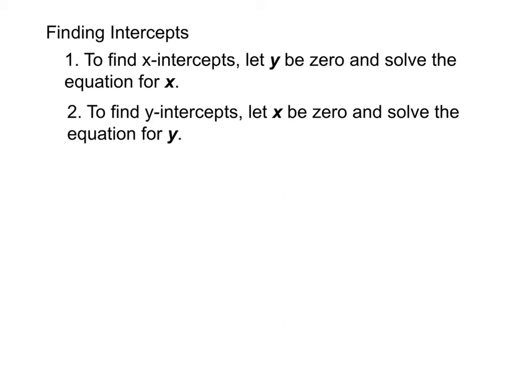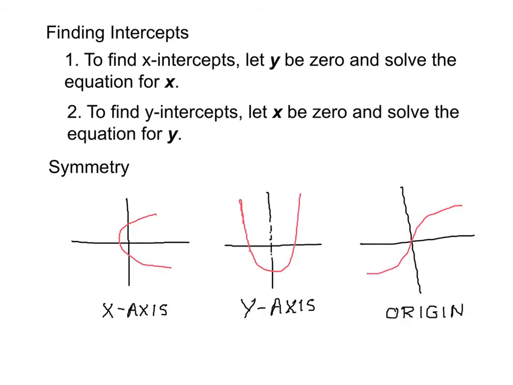The next tool that we might be able to use is symmetry. Graphs of equations can have symmetry with respect to either of the coordinate axes or with respect to the origin. So here are your three examples of symmetry. On the left, we have x-axis symmetry, where if you folded the graph along the x-axis, what's above the x-axis would perfectly match up with what's below the x-axis.